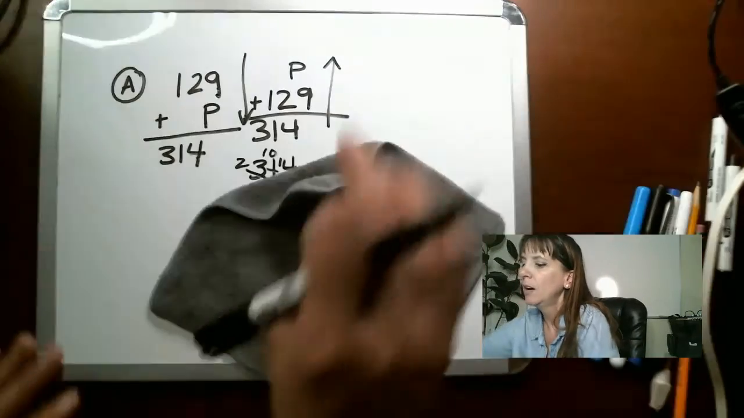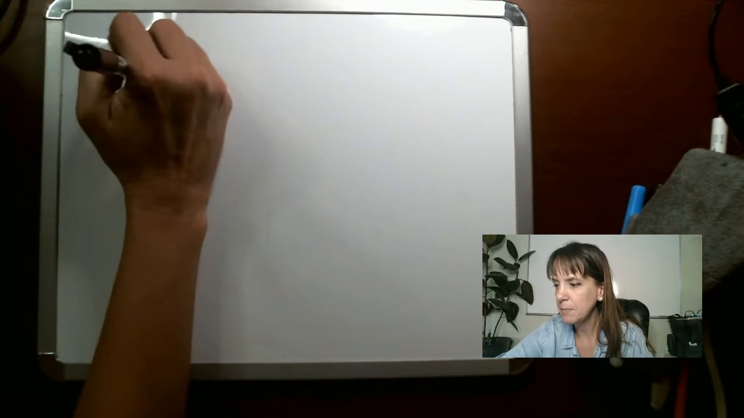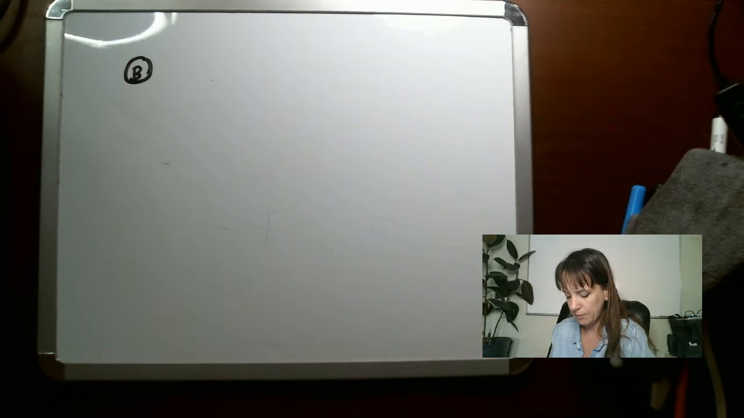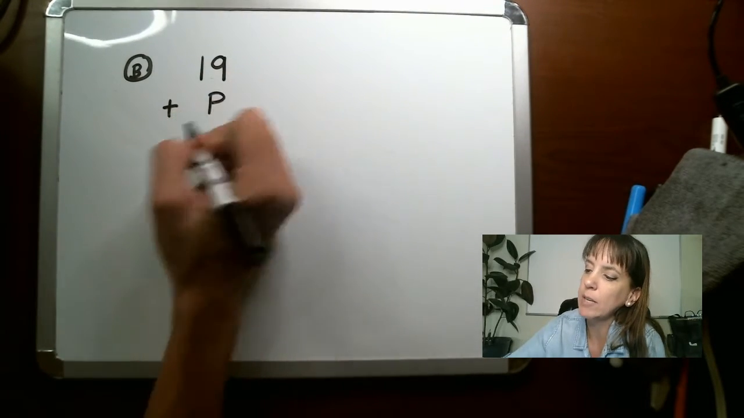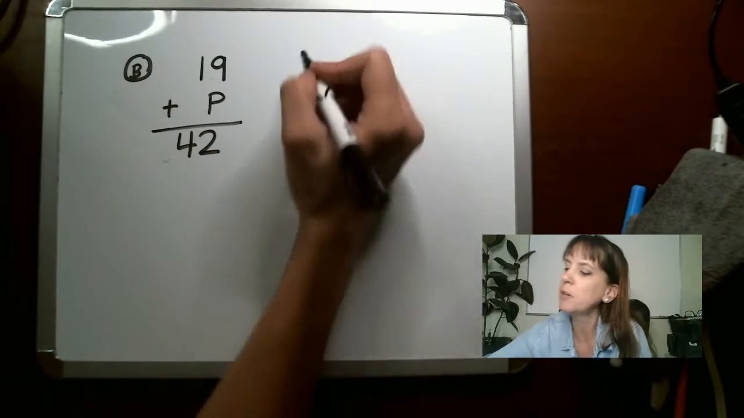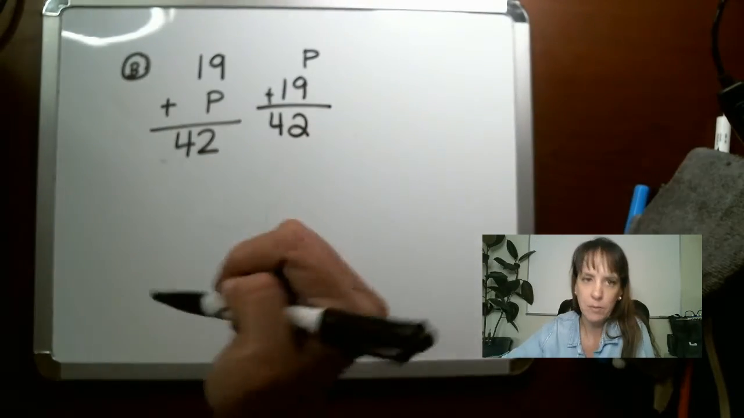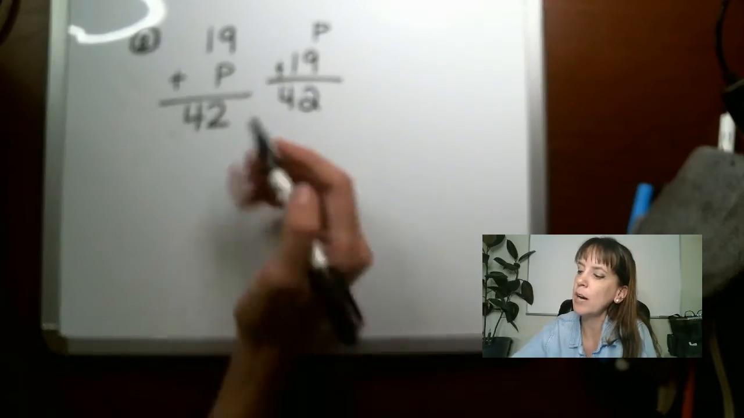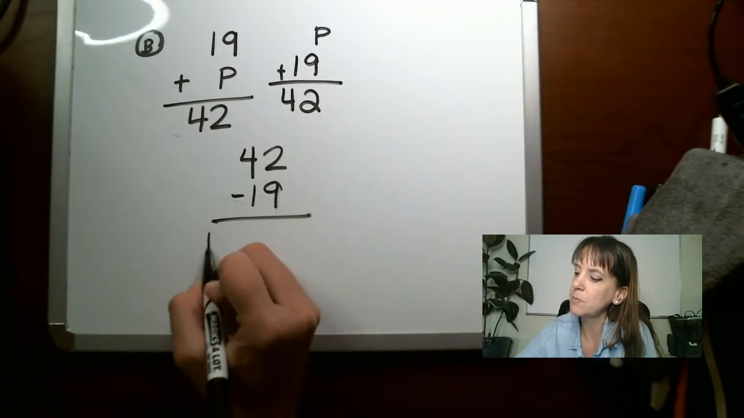All right, for problem B, the football team scored 19 points in the first half of the game and 42 points by the end of the game. How many points did the team score in the second half? So they scored some points, and then they scored some more points, and then they had a total of 42 points. All right, let's use our commutative property and swap that around. And then if we add in one direction, we subtract in the other. So that subtraction problem is 42 minus 19 is P.